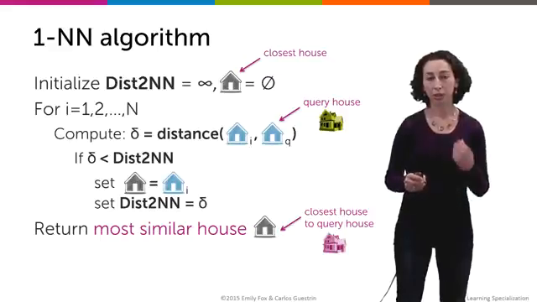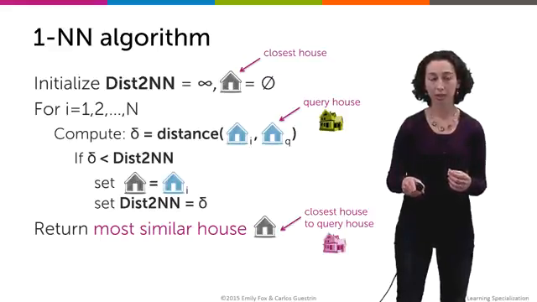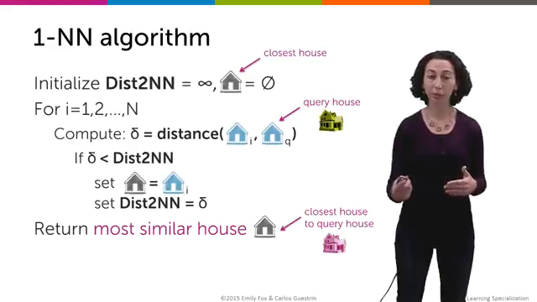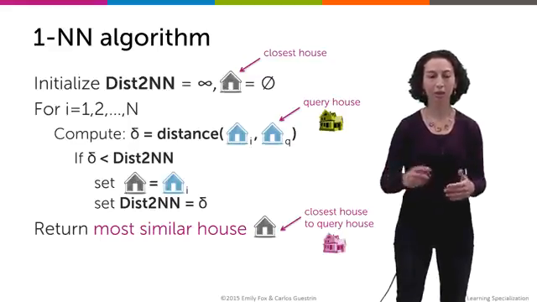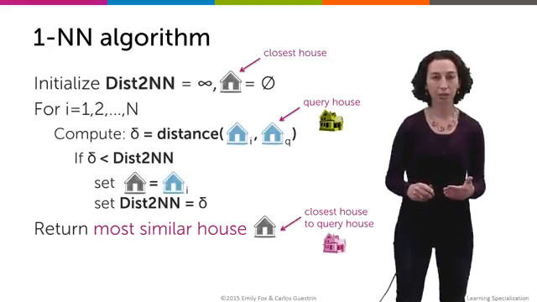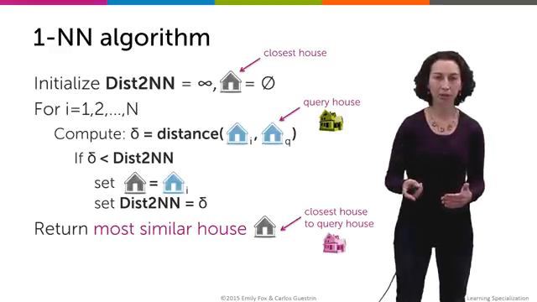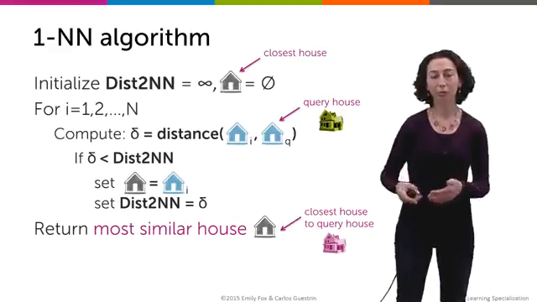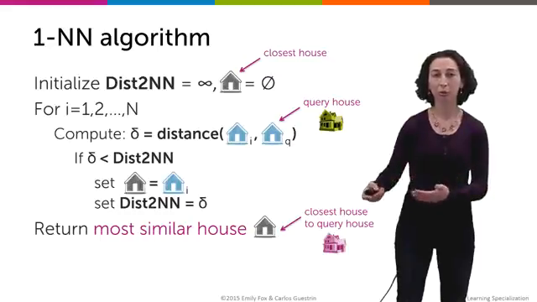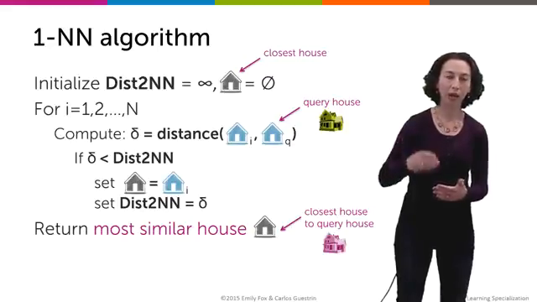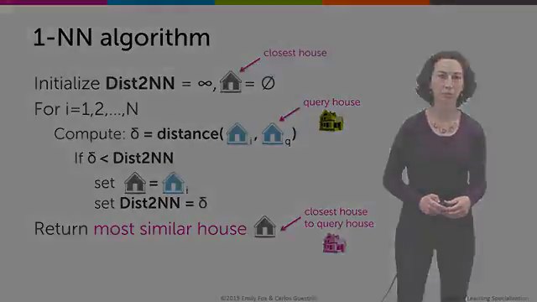And so if the distance is less than the distance to your nearest neighbor, you're going to set your current nearest neighbor equal to that house, that x. And then you're going to set your distance to nearest neighbor equal to the distance that you had to that house. And then you're just going to iterate through all your houses. And in the end, what you're going to return is the house that was most similar. And then we can use that for prediction, to say that the value associated with that house is the value we're predicting for our query house.